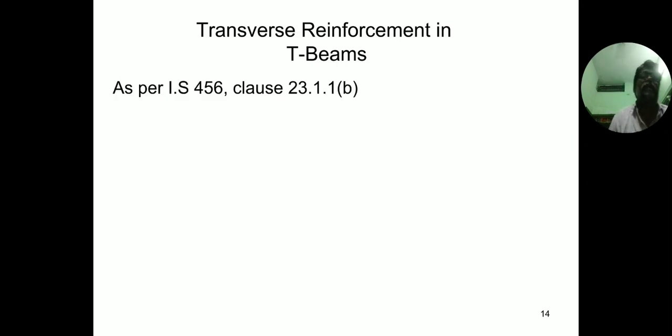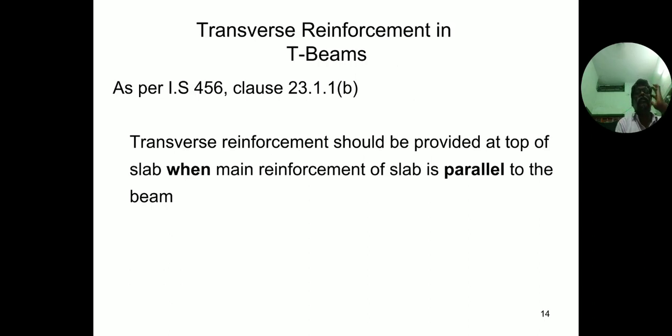Transverse reinforcement in T-beams. As per IS 456 clause 23.1.1(b), transverse reinforcement should be provided at the top of the slab when the main reinforcement of the slab is parallel to the beam. Note down.